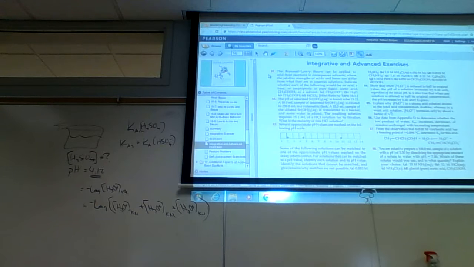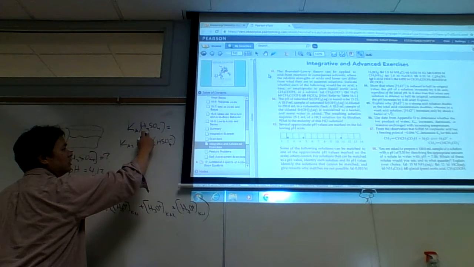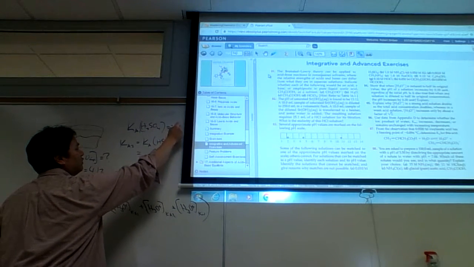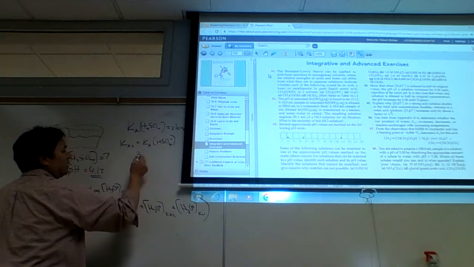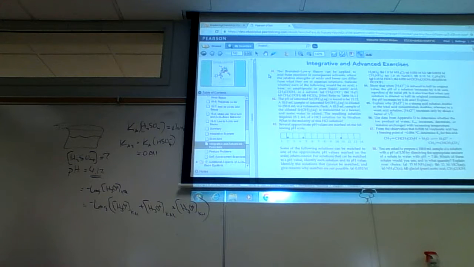The Ka for HSO4 minus is, well, I'll tell you what it is. What's the Ka for H2SO4? Yeah, very large. The Ka for HSO4 minus is 0.011, which tells you what? It's significant. And so in this case, it's significant, so we have to figure it out.